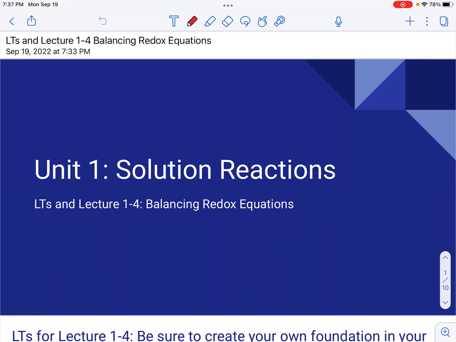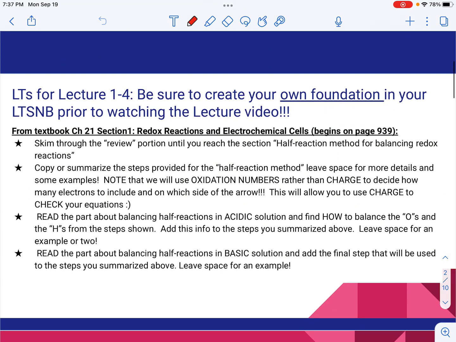This is lecture 1-4, which is all about balancing redox equations. As usual, you should have completed your learning targets. There's really not a lot here for you to do ahead of time, so make sure that you have it set up in a skeleton. And then we are going to do a whole bunch of examples together.